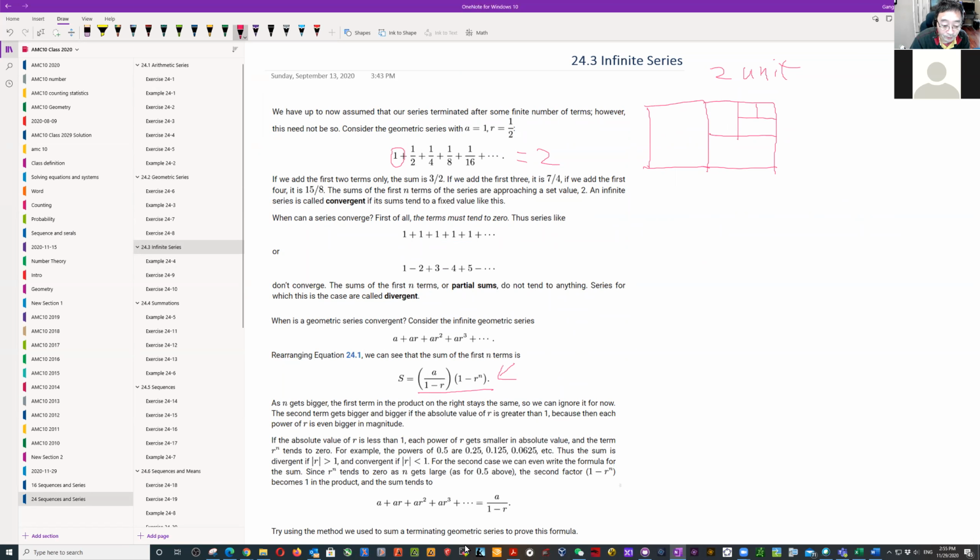But if the absolute value of R is less than 1, then when n goes to infinity, the more times you multiply, the smaller it is. So basically, R to the nth will go to 0. This term becomes 0 when n goes to infinity. So the whole sum is equal to A over 1 minus R. That is the result.